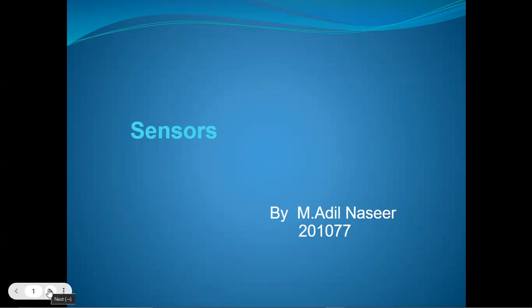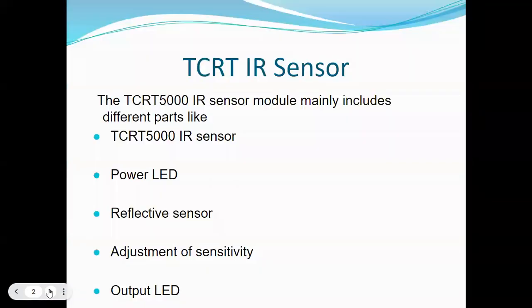My topic for today's presentation is sensors, their applications, and their manufacturing. First of all, the sensor I chose for my presentation is the TCRT 5000 IR sensor. The TCRT 5000 IR sensor module mainly includes different parts like the TCRT 5000 IR sensor, power LED, reflective sensor, adjustment of sensitivity of the sensor and its range, and the output LED to show whether it is working properly or not.